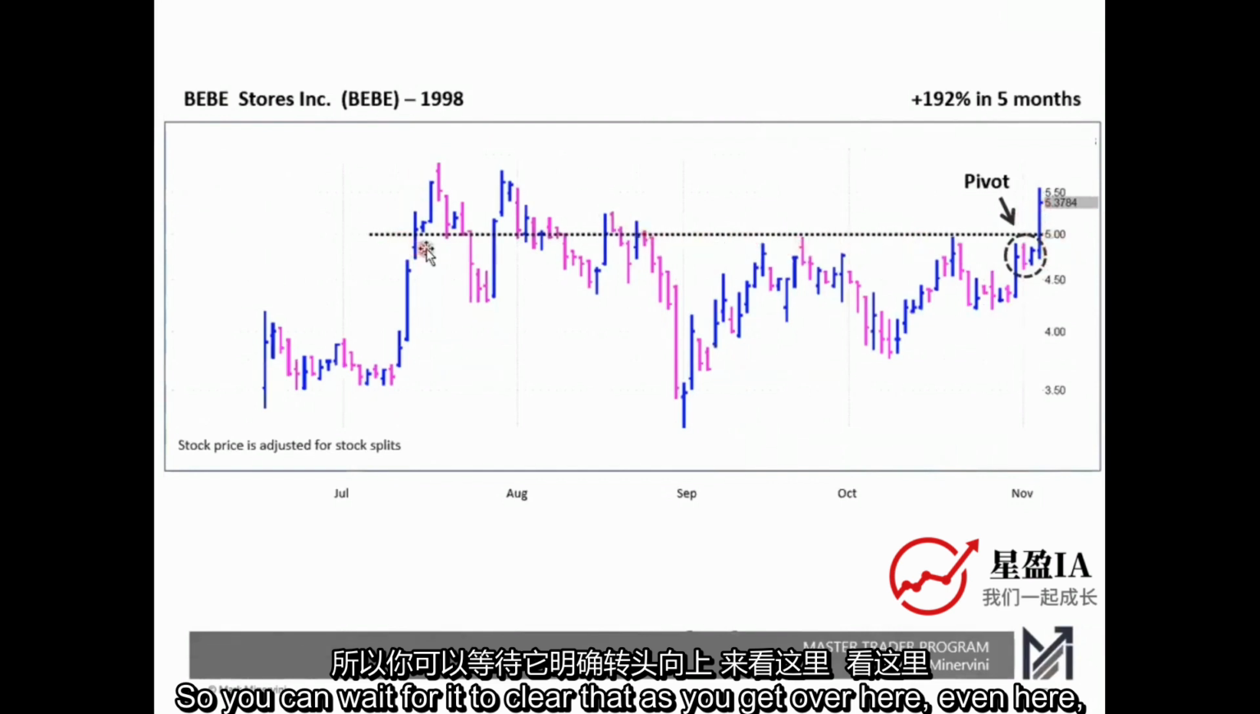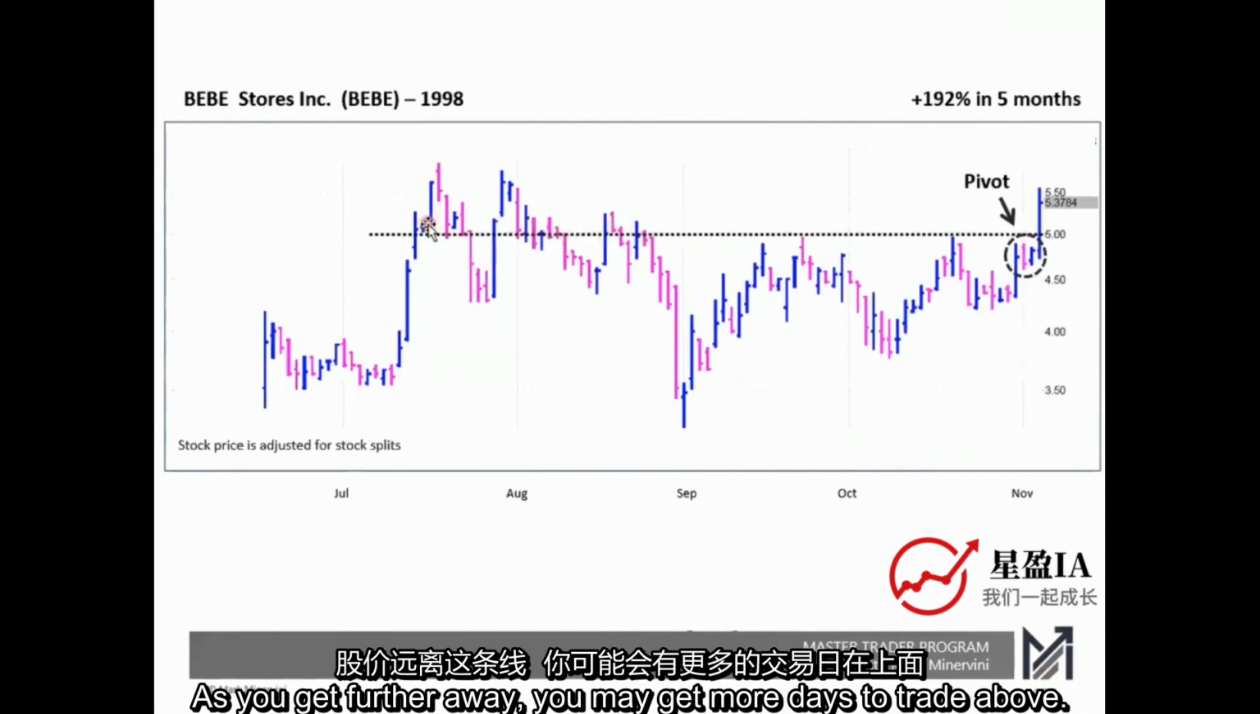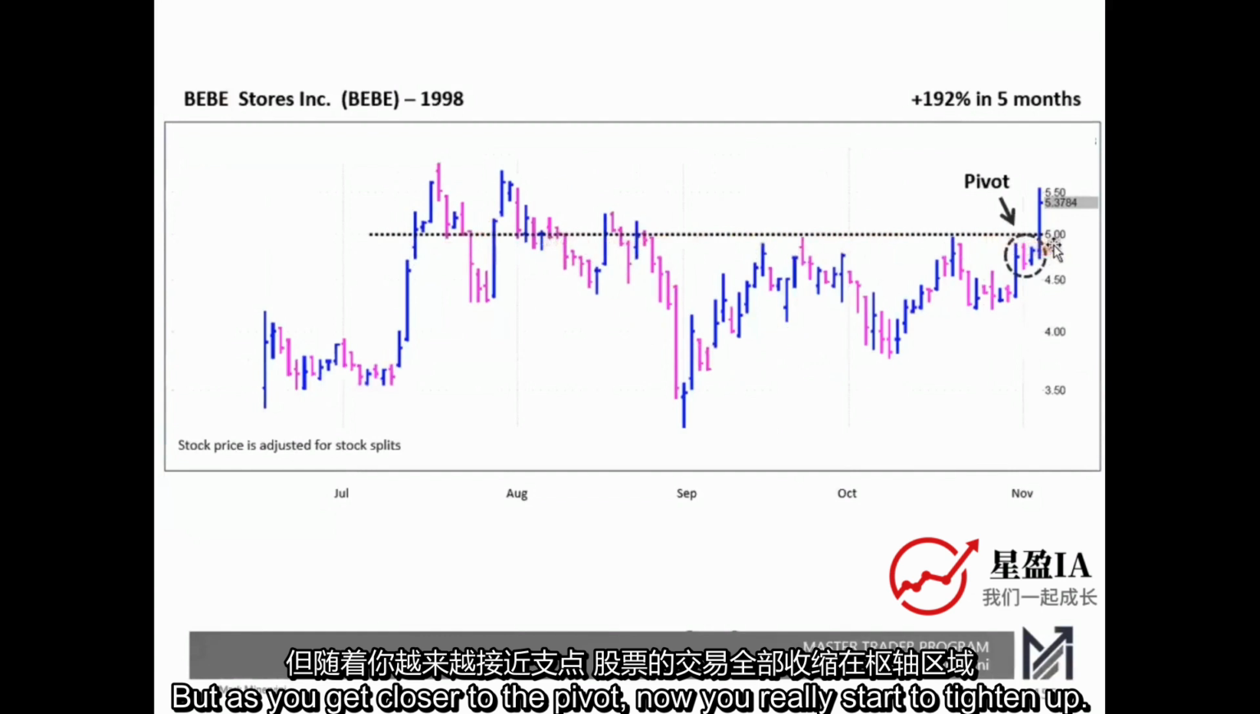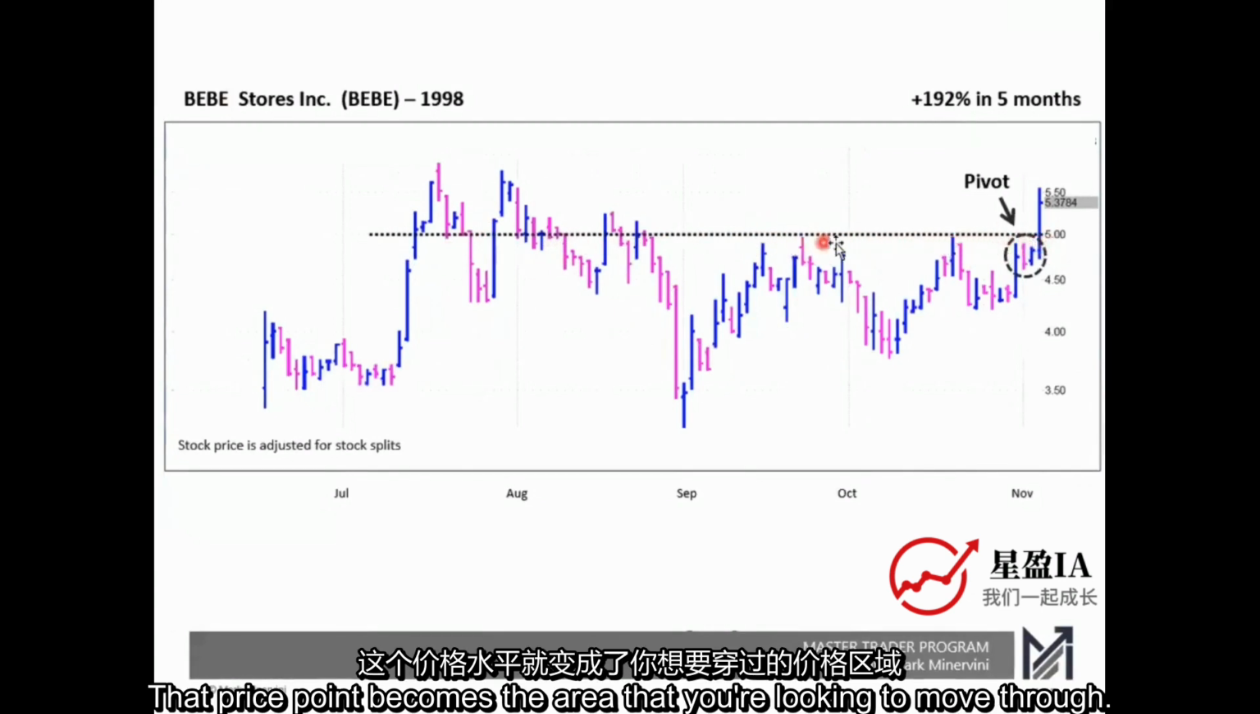As you get over here, even here, there's only a couple days where it trades above. And as you get further away, you may get more days to trade above. But as you get closer to the pivot, now you really start to tighten up, and that price point becomes the area that you're looking to move through.